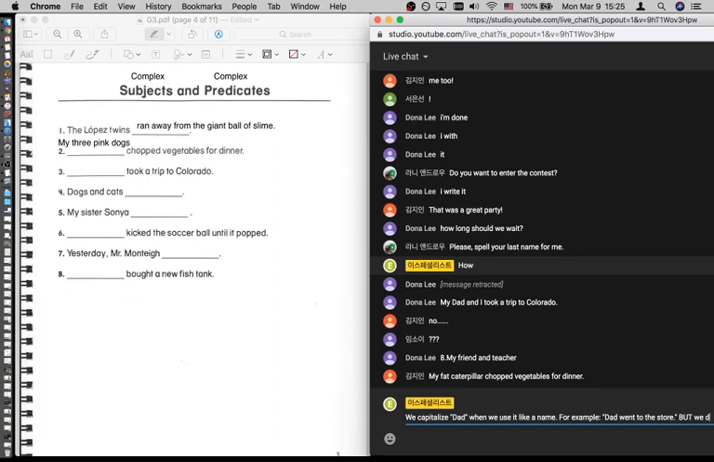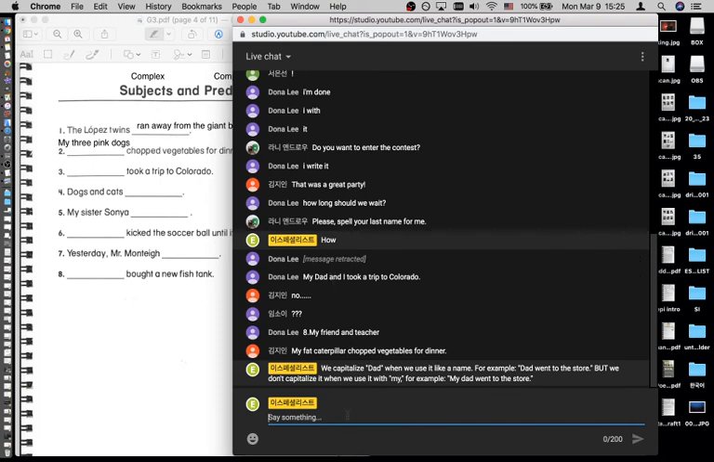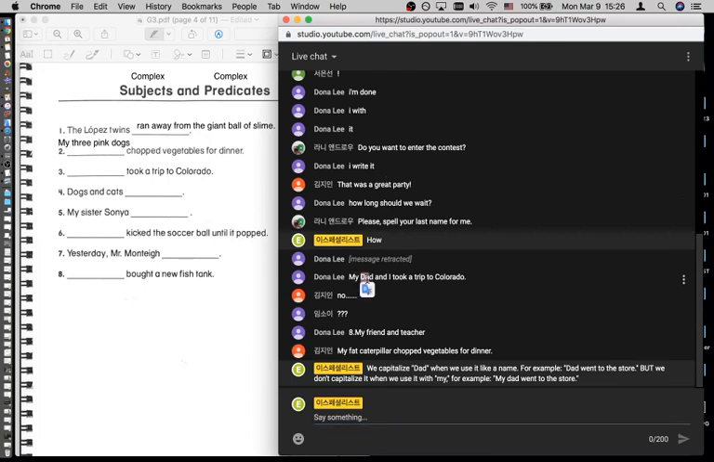But we don't capitalize it when we use it with my. Okay. Like, for example, my dad went to the store. Okay. So for your example, you should say, my dad and I took a trip to Colorado. That should be a lowercase d, small d here.